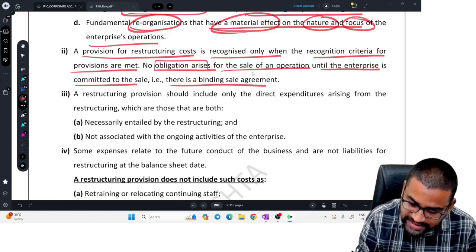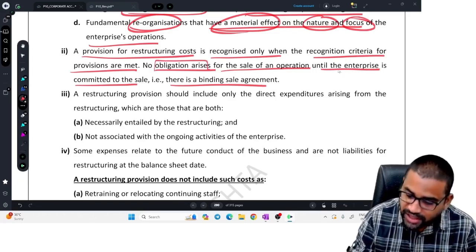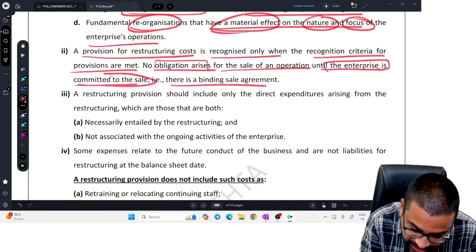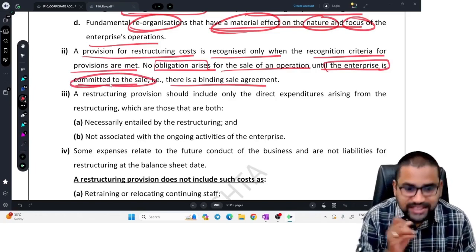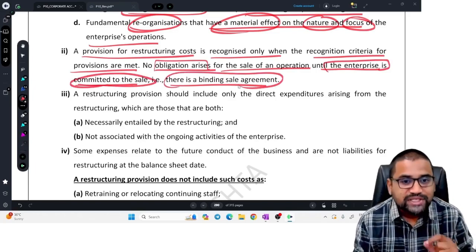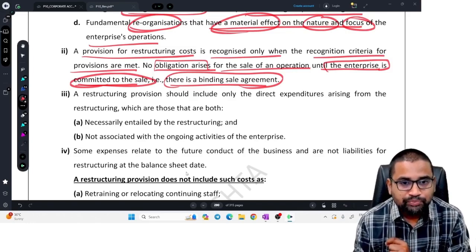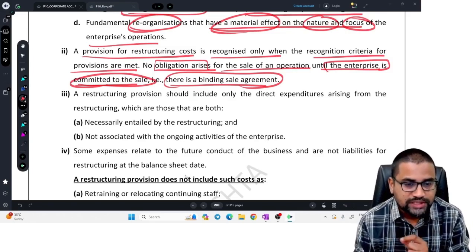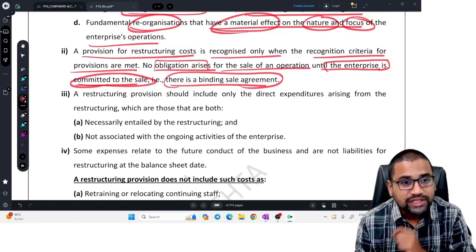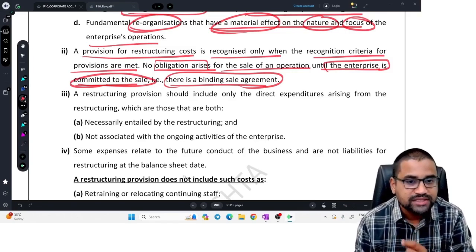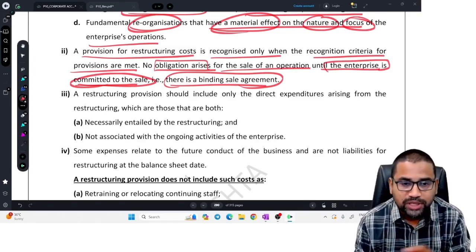No obligation arises for the sale of an operation until the enterprise is committed to the sale. That is, there should be a binding sale agreement. Then we say there is an obligation. So just because you have taken a policy, taken a decision, or are thinking that you want to sell the business, it does not create any obligation.